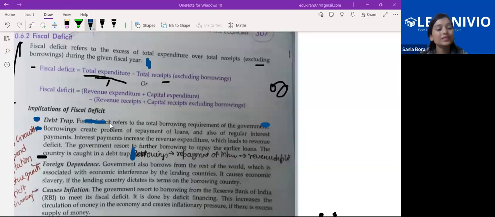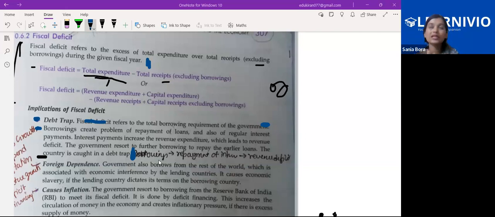Okay. So basically, debt trap, see, borrowing creates a problem of repayment of loan. If you are borrowing something, then you have to repay it. Clear? And a regular interest payment. You have to repay it plus you have to pay the interest. So interest payment increases the revenue expenditure, which leads to revenue deficit. So the government resorts to further borrowing. Now you have to pay the loan plus the interest. So just to pay the earlier loans, the government is forced to take a loan for the next. So that is called a debt trap.